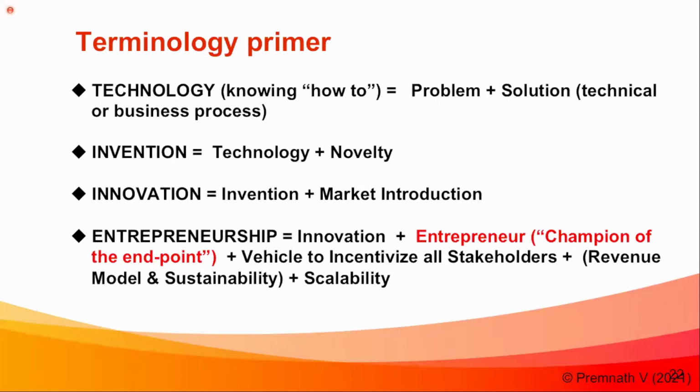And a key ingredient for entrepreneurial vehicles is the entrepreneur. He or she is the champion of the end point. They are keen on taking it to the end point. They are not necessarily excited by just the process, but the end point is important for them, and they're working towards it. And that convinces everybody else to join in and to work towards it as well.